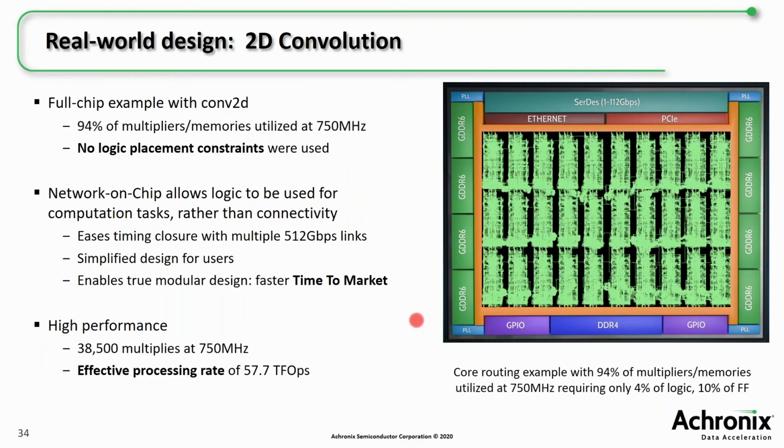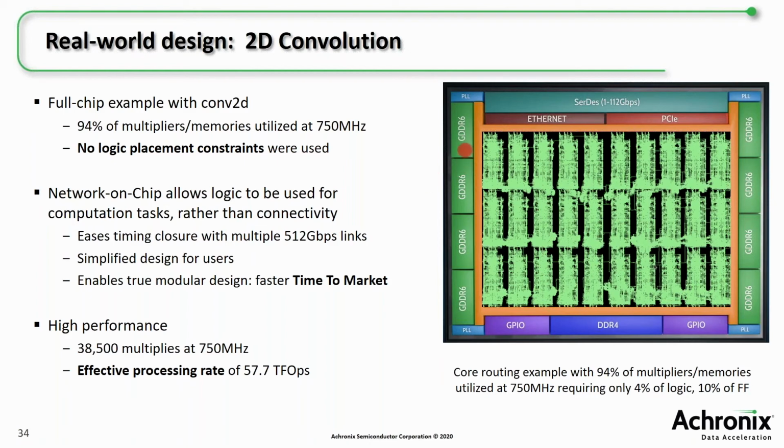So I have here a real world design where we have done exactly what I've been discussing. We have taken a device and filled it with 2D convolution engines. We're using 94% of the multipliers and the memories in the design. Everything is running at 750 megahertz, and we have not spent any time doing manual placement of logic. Our compilation tools have recognized that each accelerator is centered around a network access point, and it has been able, quite easily and without having to battle congestion, to make each one of these blocks independently meet timing. So the timing closure here was pretty straightforward.